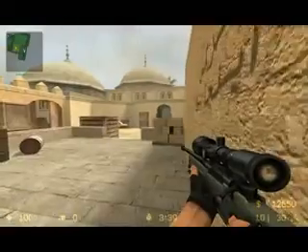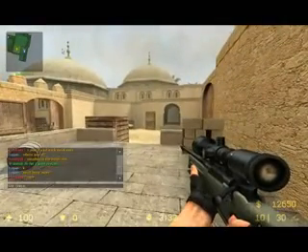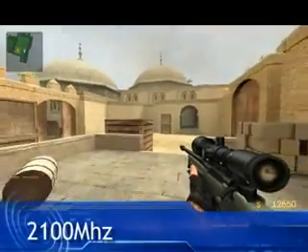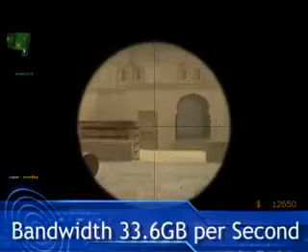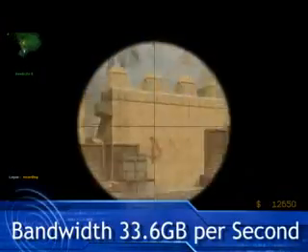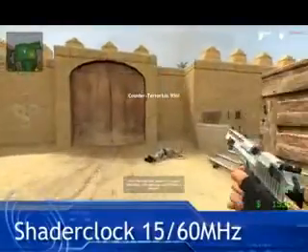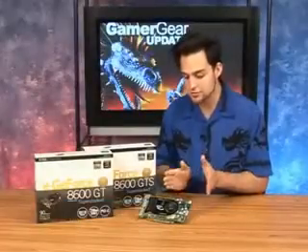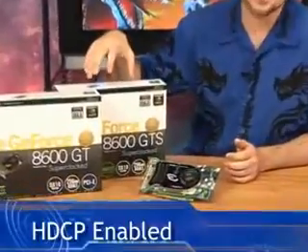All right, the GTS. Core clock, 720. Now you've got a memory clock of 2100 megahertz, and the bandwidth is 33.6 gigabytes per second. That's not bad. You've got a shader clock, 1560 megahertz. Now I know you guys want a video card that's going to work in the future, and the cool thing about the GTS here is that it is HDCP enabled.